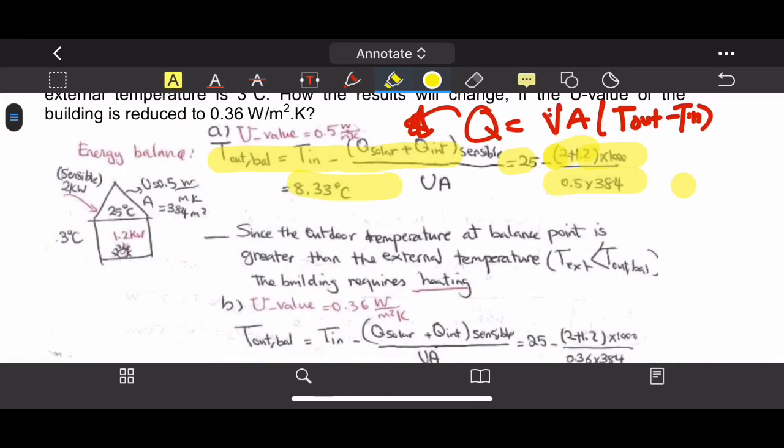So what do we see here? Since the outdoor temperature at the balance point is greater than the external temperature, T external is less than T out balance, so the building requires heating. T out balance is 8.33 and the outdoor air is 3, so we need to heat up the room. Without this equation you already know we need to heat up the room, but the calculation tells us what heating load it needs.